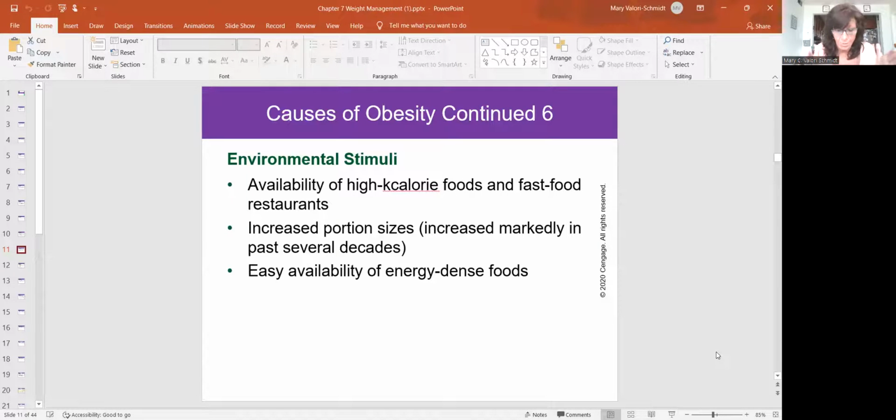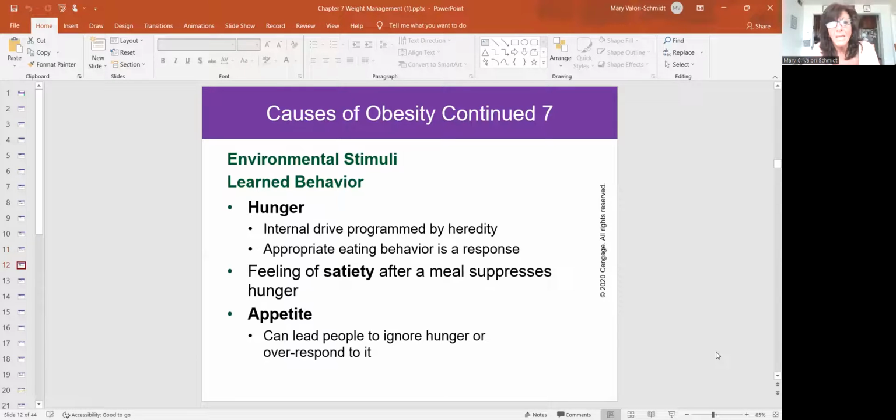The amount that we eat in one sitting is unthinkable to people in almost every other country. And there's a very readily available selection of energy dense foods. In other words, foods that have a lot of calories, right? Some of the environmental stimuli have to do with learned behavior. I'll give you an example.